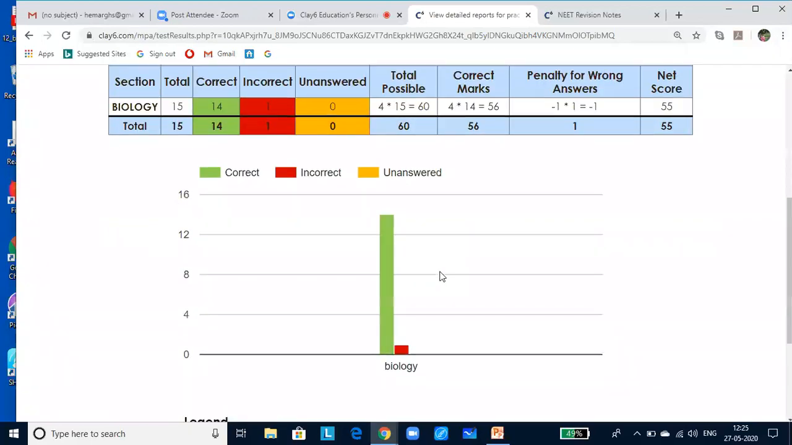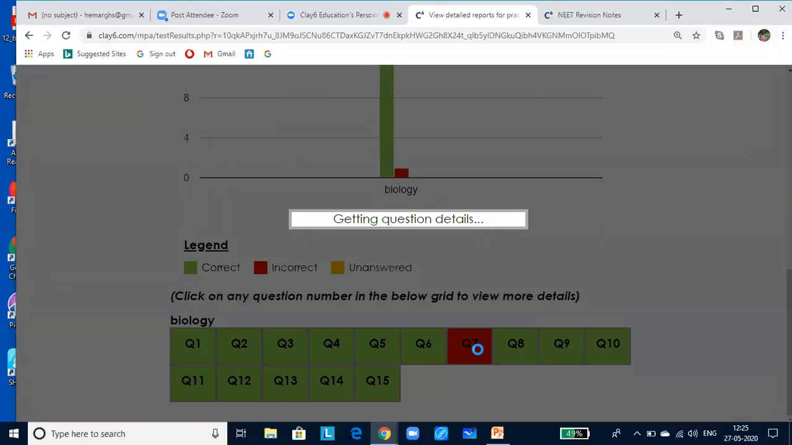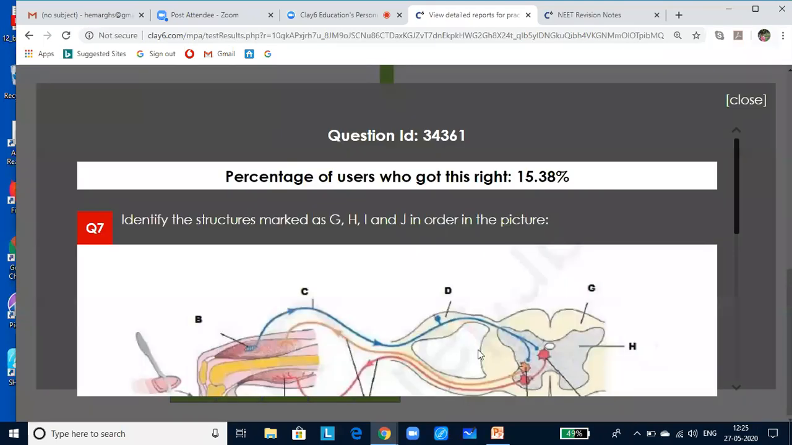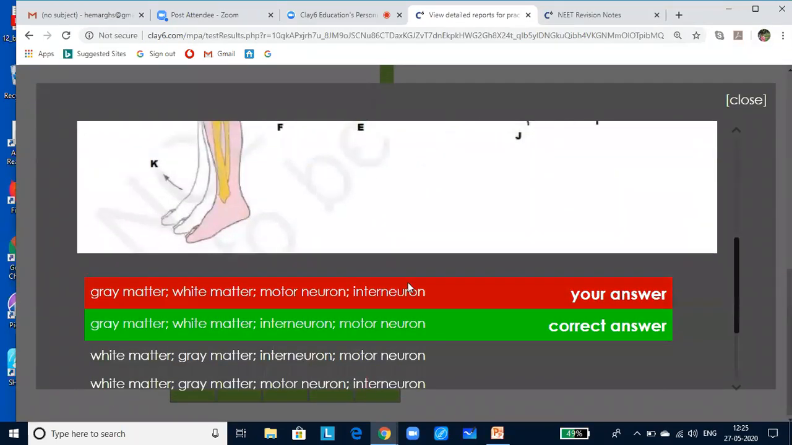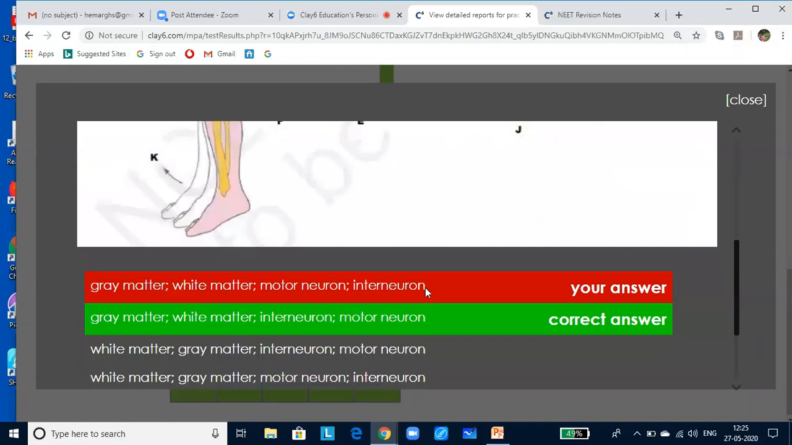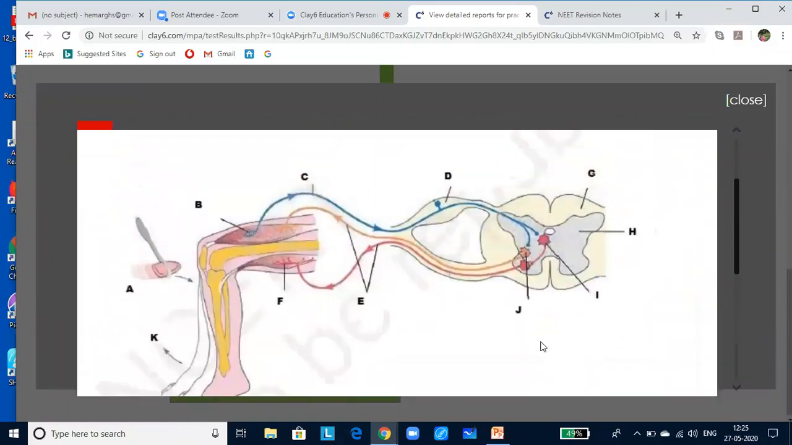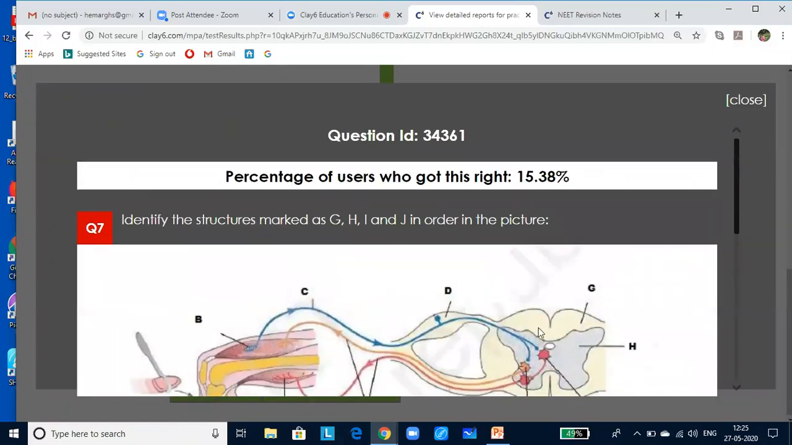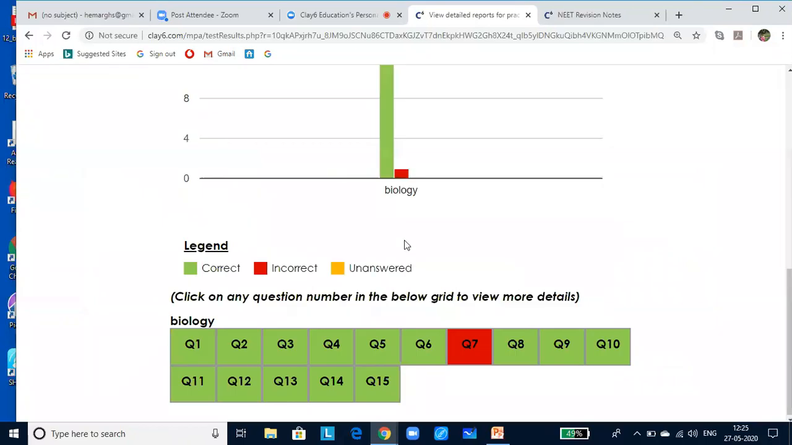Oh, there is one wrong question. Let me see. So identify the structures marked. I said it is motor neuron. Again, I made a mistake while clicking it and made it the interneuron. I overlooked the choice. So here comes the thing where I had to be very careful when you're taking the answer. See, even when I'm doing it for practice, I'm able to get wrong answers. When you are clicking it, please click it properly.